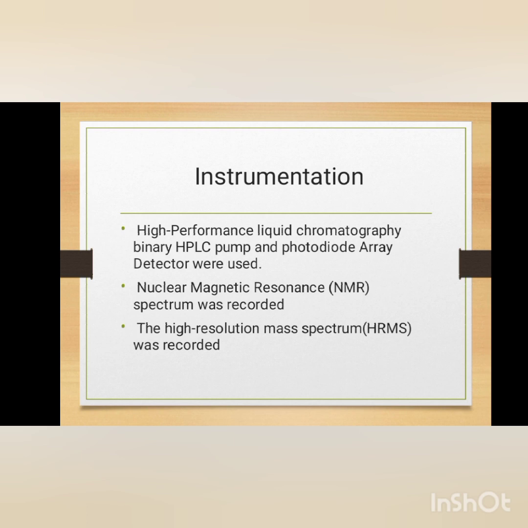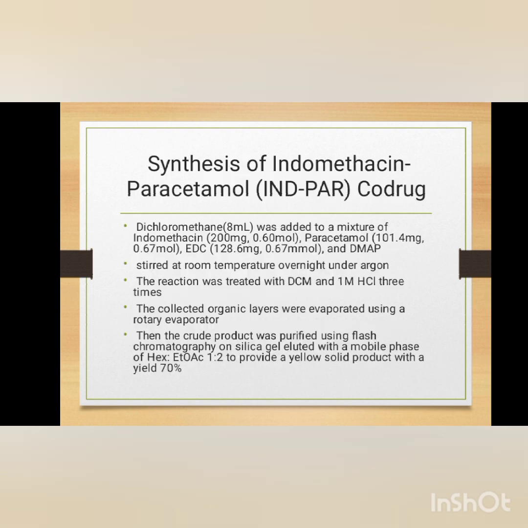In instrumentation, we need some instruments. First one is the HPLC, high performance liquid chromatography. A binary HPLC pump is required for this process, and a photodiode array detector was used in this process. On the other hand, nuclear magnetic resonance spectrum was also recorded. That's why we need NMR instrumentation, and we also need high resolution mass spectrum instrumentation for recording their spectrum.